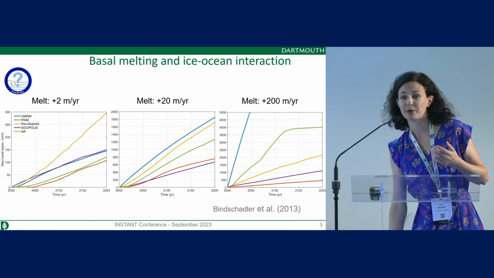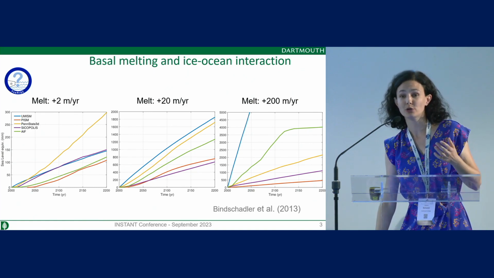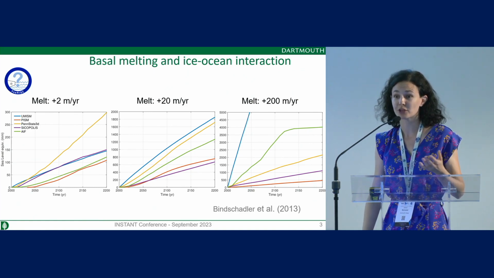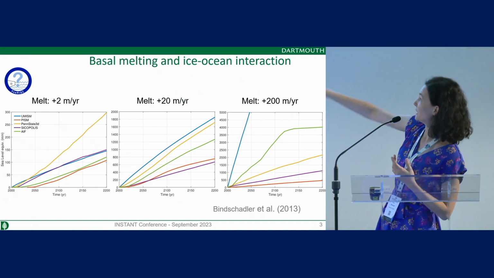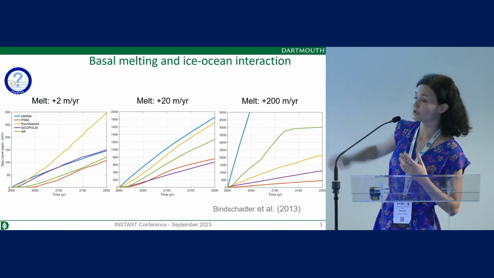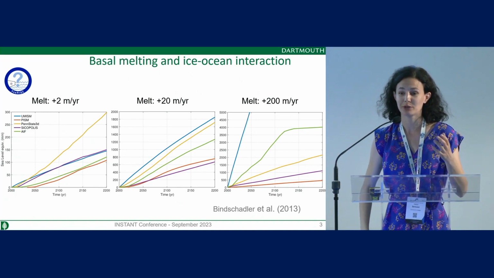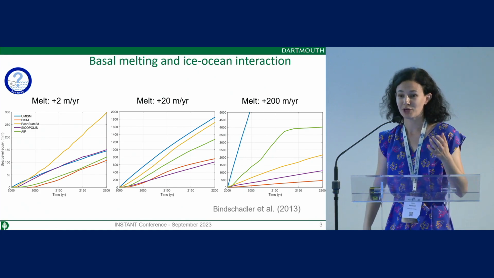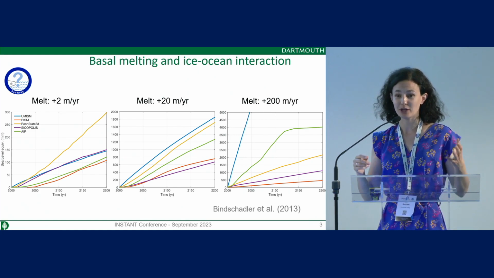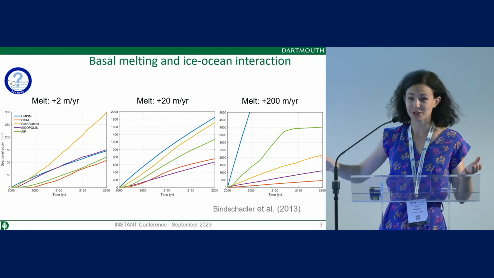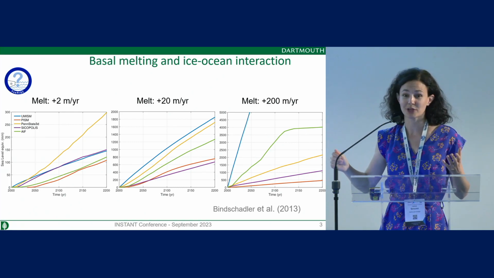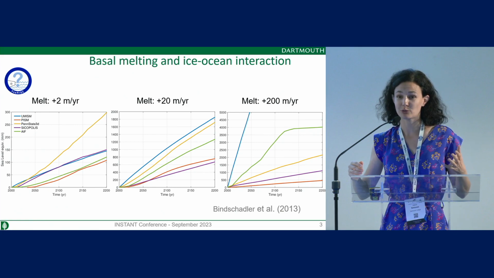There were also experiments looking at how the ocean and the basal melt under the ice shelves was impacting the results. And you can see here that for these runs, we added 2 meters or 20 meters or 200 meters per year of melt under the floating ice shelves. Very simplistic, very crude. That's the first time we worked together, and we were just trying to work on that.